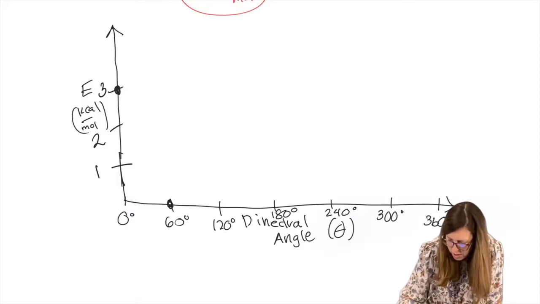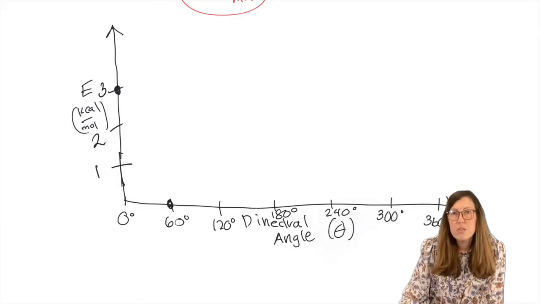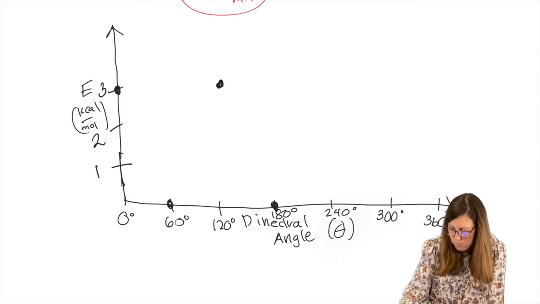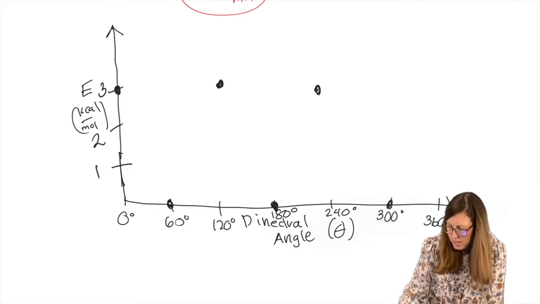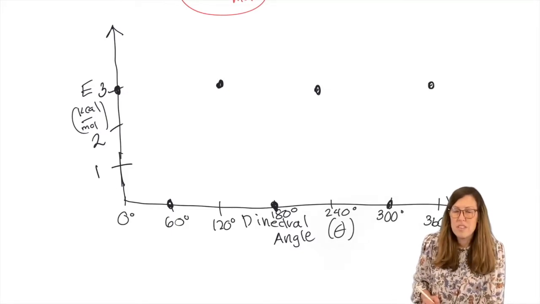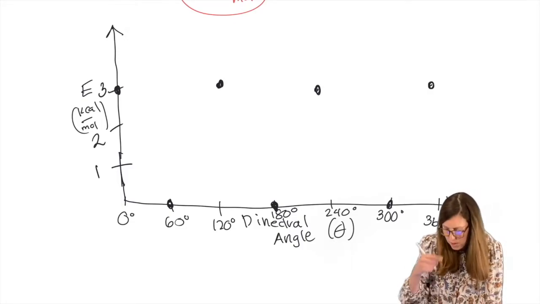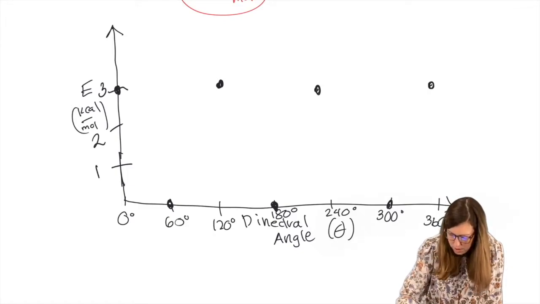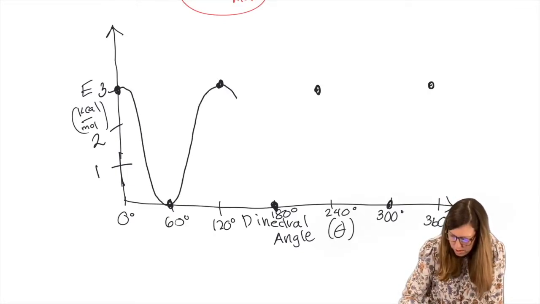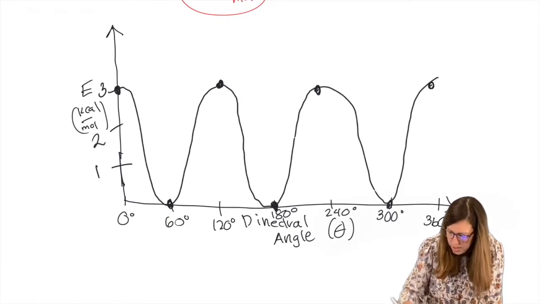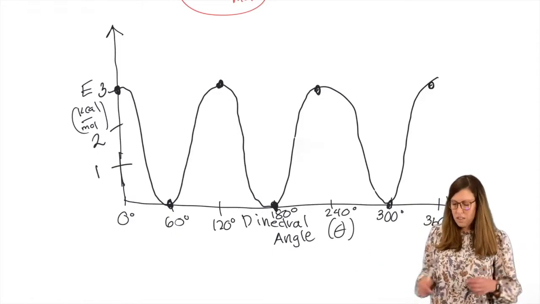Then we're at 0. When we rotate again to 120, we're eclipsed again. So we're high energy, 3 kilocalories. 180, staggered, 0. Eclipsed, staggered, eclipsed. Only two energy values possible, 0 or 3, because of the fact that we have so few distinctions on ethane. So many of the same groups. And we connect the dots and we have our energy profile.